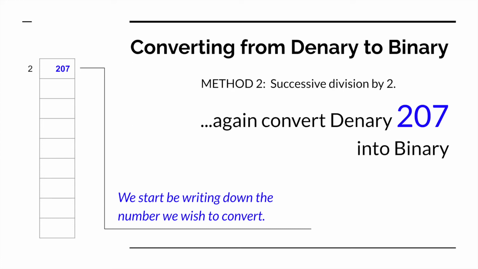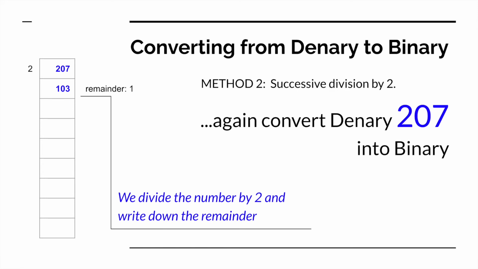Okay, now method 2 works in a slightly different way. We're going to start off with the same number again, 207, but this time we're going to successively divide the number by 2, and we're looking for the remainder values. Okay, so anything that ends in an odd number will generally return a 1. Anything that ends in an even number should give us a 0. Okay, so we start by writing down the number 207, and we're going to divide this by 2.